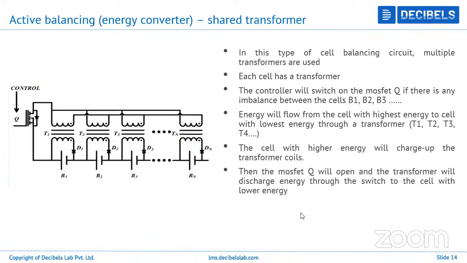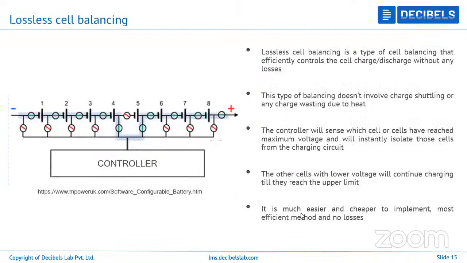So this is with respect to passive and active. And now there is another method, something called lossless balancing. Here it doesn't use any electrical elements, right? No capacitor, no resistor, no transformer, nothing like that. It uses only a MOSFET, or switches, and then the controller will handle all of the charging or discharging process. Basically, the controller will sense which cell has reached maximum voltage while charging, and then it will disconnect the switch of that particular cell.